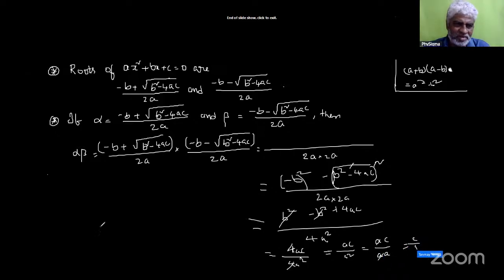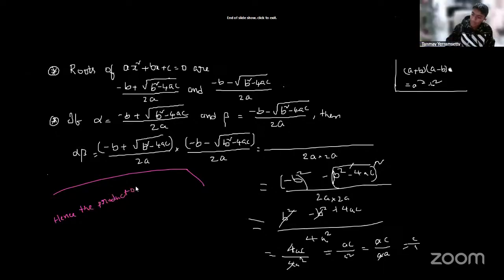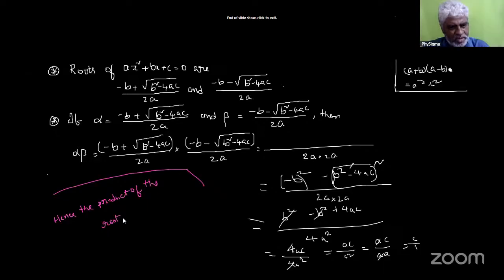Perfect. Now we derived a formula to find the product of the roots, right? Hence, what is the formula for the product of the roots? C over a. Very good. Hence, the product of the roots is equal to c over a. It is a very important derivation. Copy it.